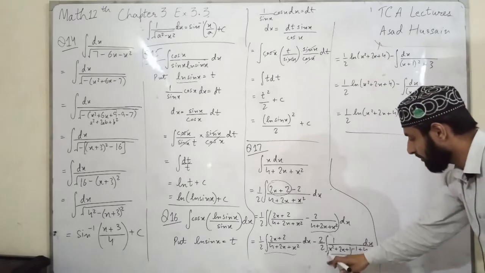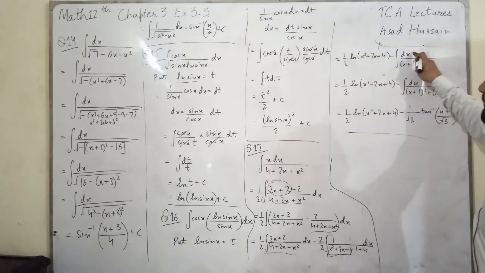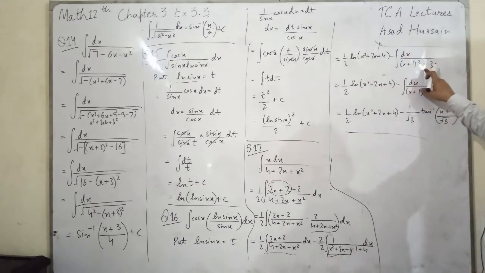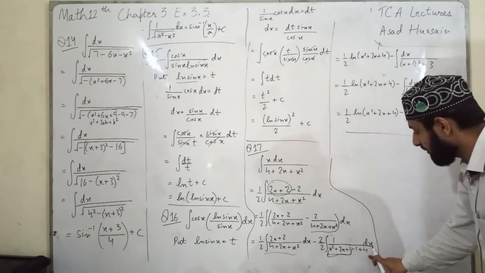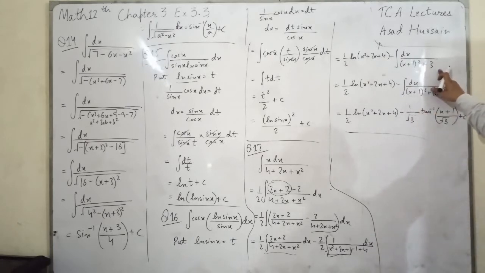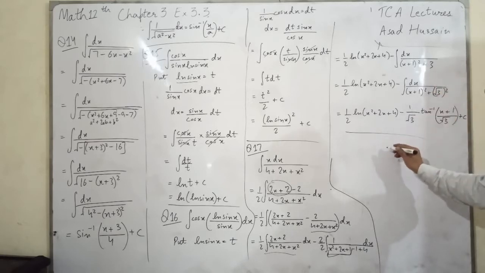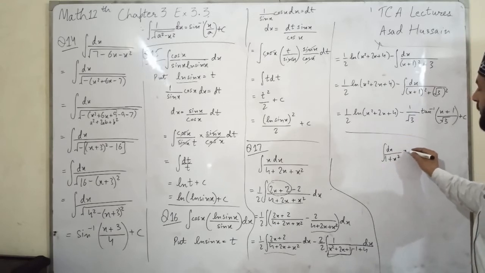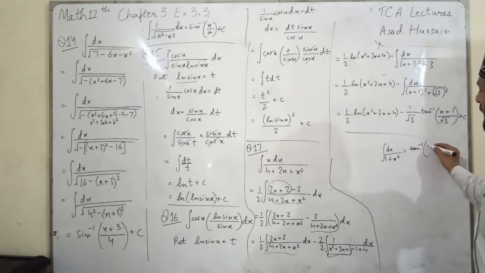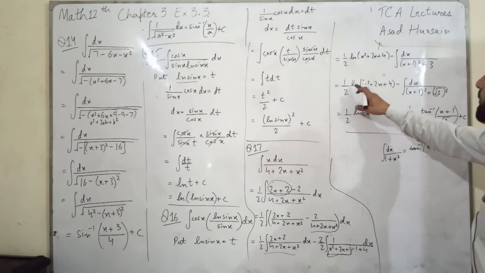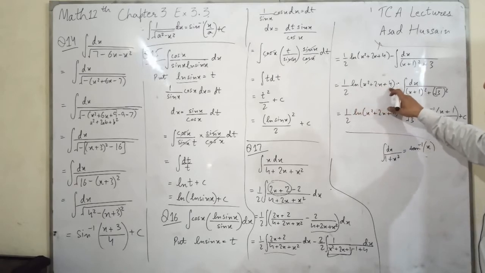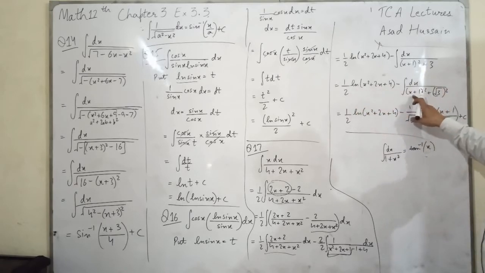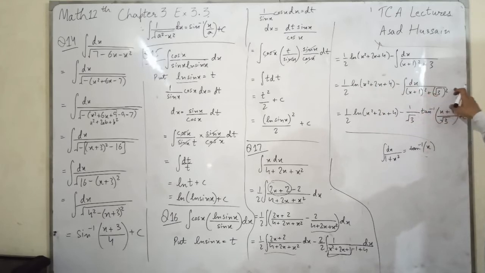For this term, this will be a complete square, so it can be written as dx over x plus 1 whole square plus minus 1 and plus 4 equal to plus 3, which can also be written as under root 3 whole square. Now using the formula, dx over 1 plus x square is equal to tan inverse x, we get 1 over 2 ln x square plus 2x plus 4 minus integral dx over x plus 1 whole square plus under root 3 whole square.